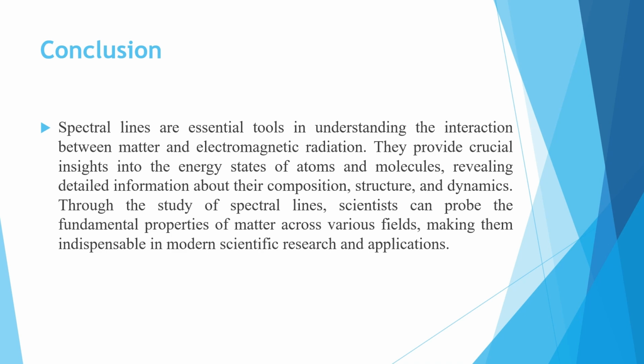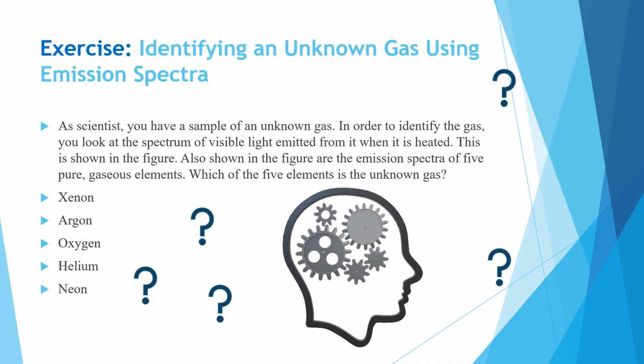Now, finally, I can leave you with a simple exercise of identifying an unknown gas using emission spectra. As a scientist, you have a sample of unknown gas. In order to identify the gas, you look at the spectrum of visible light emitted from it when it's heated. This is shown in the figure. I'll show you the figure later. Also shown in the figure are the emission spectra of 5 pure gaseous elements. Which of the 5 elements is in the unknown gas? Xenon, argon, oxygen, helium, or neon?